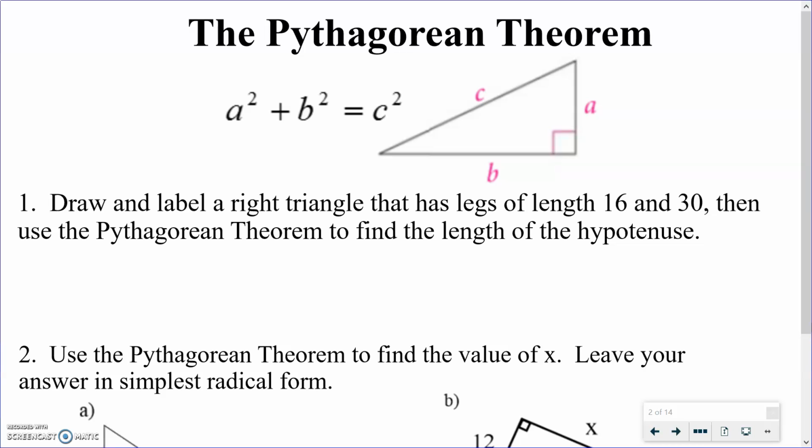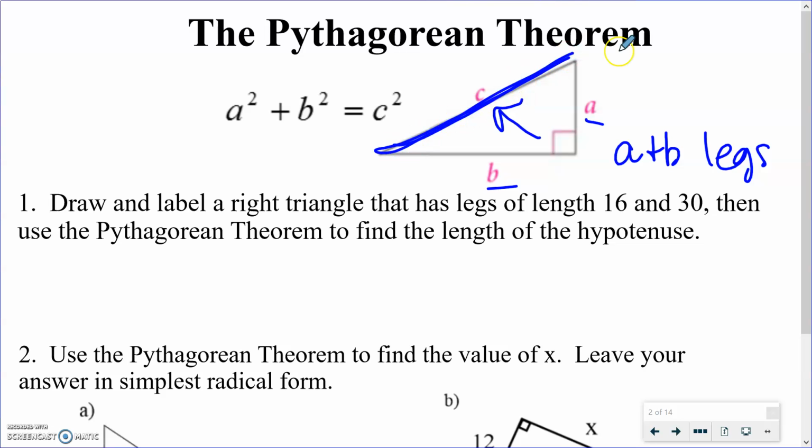First of all, on a right triangle, we call the two shorter sides that form the right angle, which in this case are A and B, legs. And the hypotenuse of the right triangle is C, and that's always the longest side, and it's the one across from the right angle. So that's called the hypotenuse.